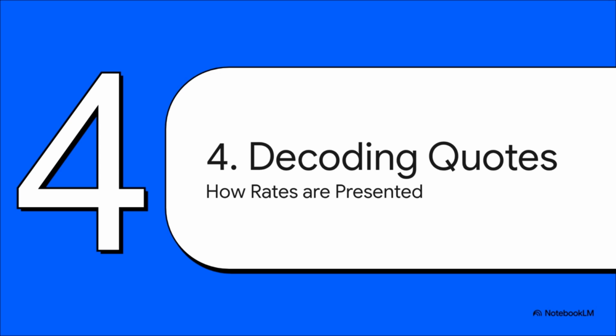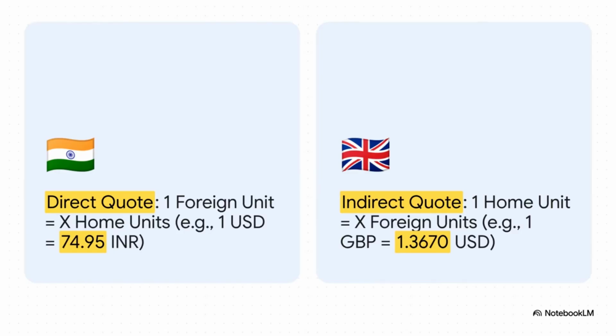All right, so we've got the theory down. But what does all this actually look like when you see a rate on a trading screen? How are they presented? Turns out there are 2 main ways. The first is a direct quote, which tells you how much of your home currency you need for 1 unit of a foreign currency. So in India, you'd see that 1 US dollar costs 74.95 rupees.